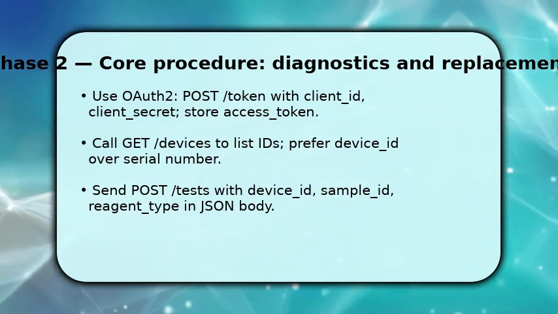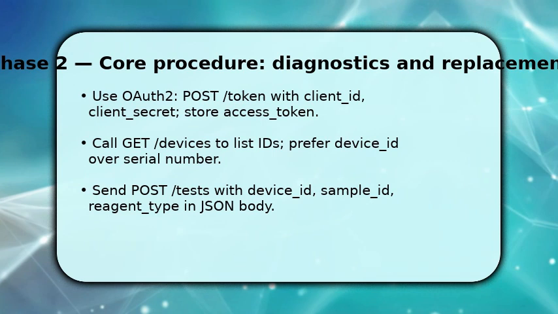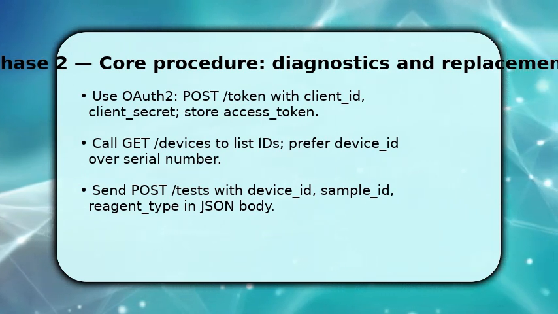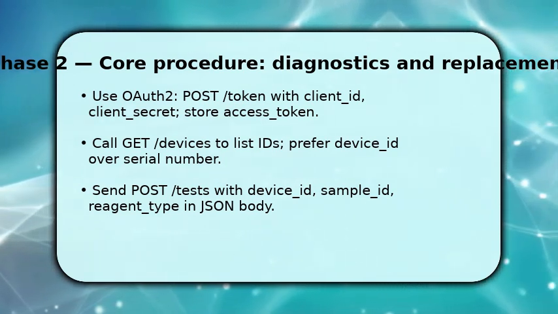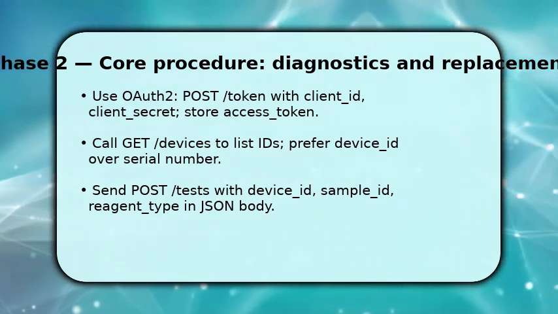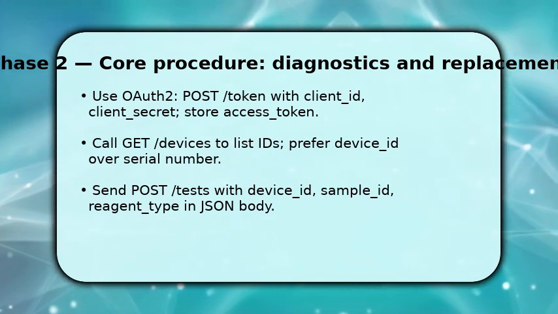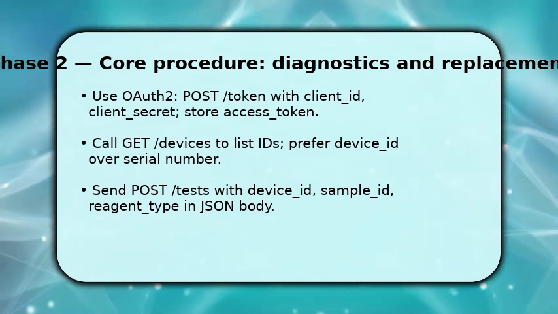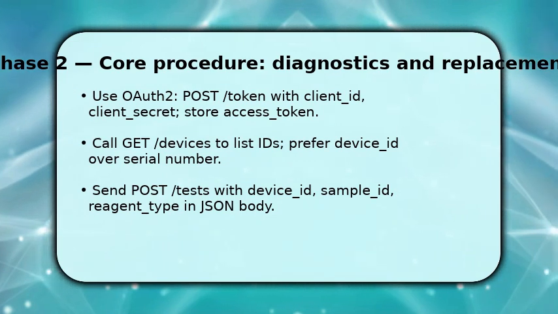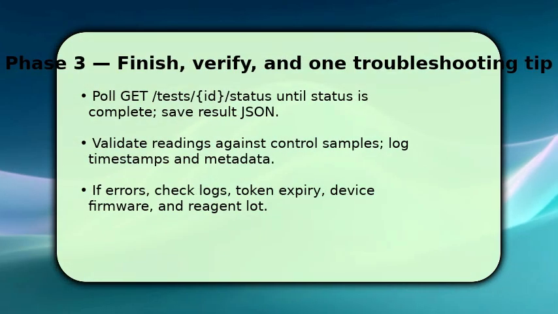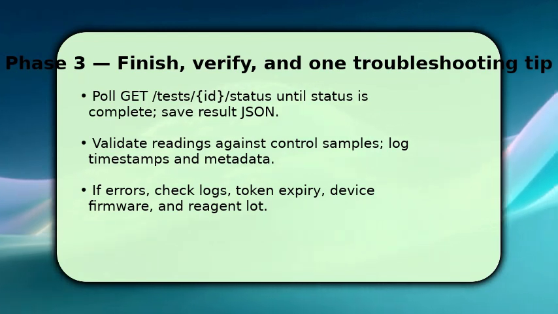Then submit a test by posting to /tests with device ID, sample ID, and reagent type in the JSON body. Include the access token in the authorization header. If you expect, you finish a run by polling get/tests/ID/status until the status report's complete, then download and store the result JSON with timestamps and metadata.